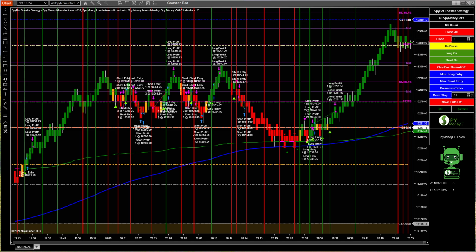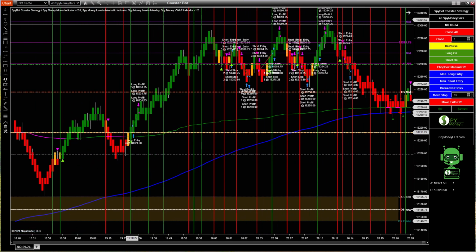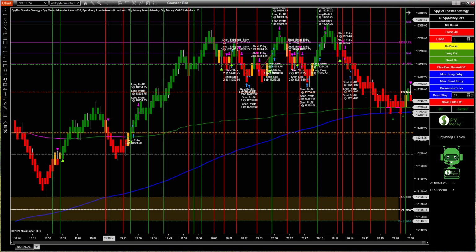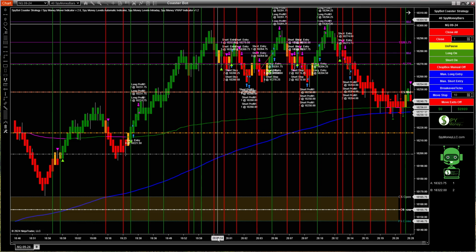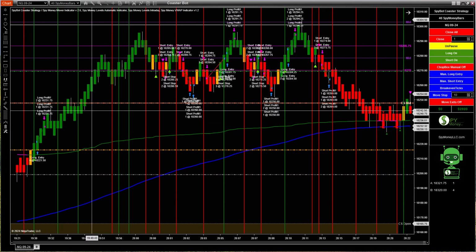I ran the Coaster bot this evening after the market opened. I turned it on, and the first trade was at 7:30 p.m. Eastern Time. It must have been right before that, because this trade would have made money too at 7:18. So somewhere between here, I turned it on and left it. It ran untouched.